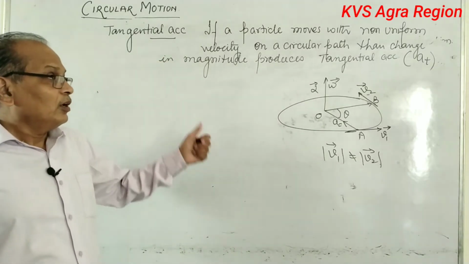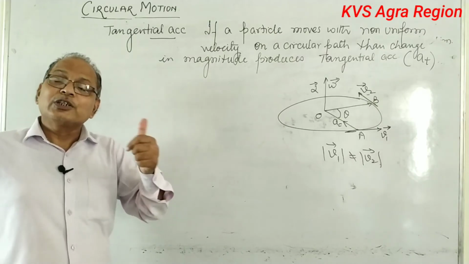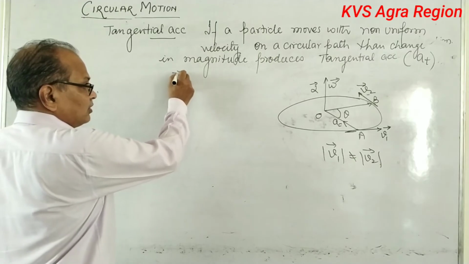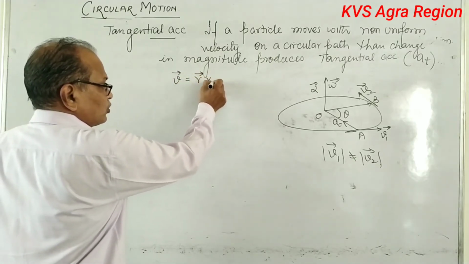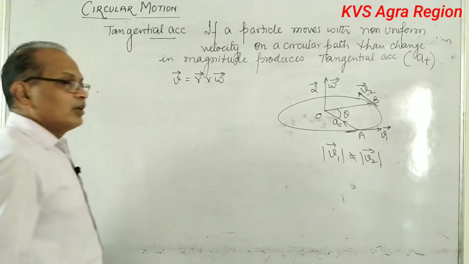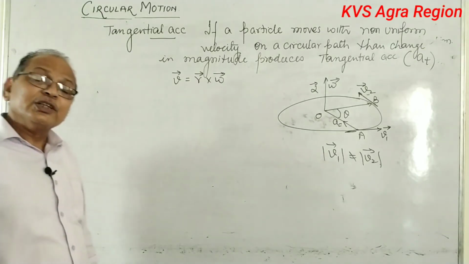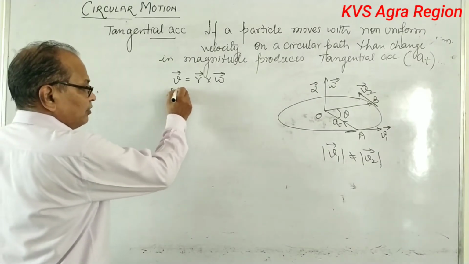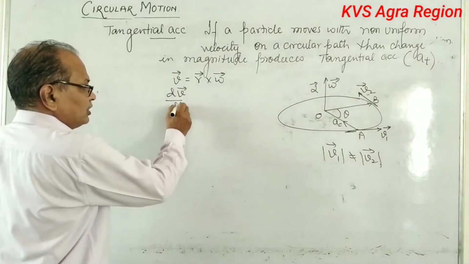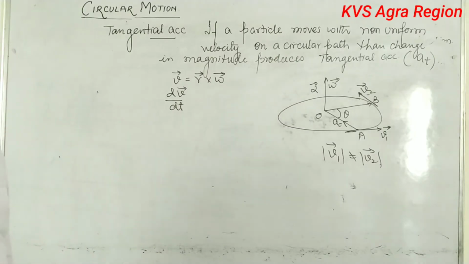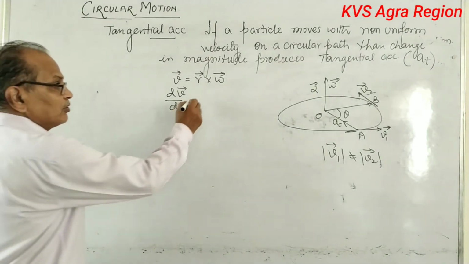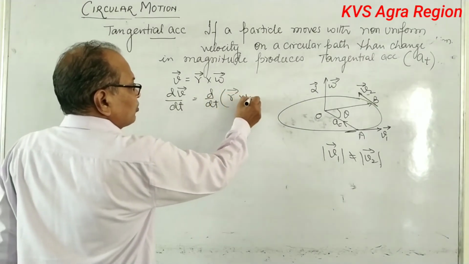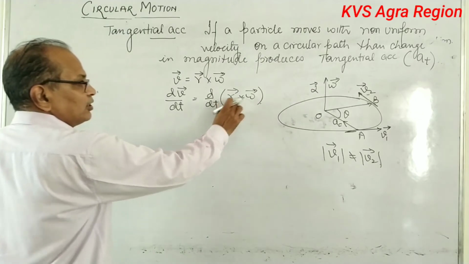Now, what is the relation between the velocity and the angular velocity? You already studied that v vector is equal to r vector cross omega vector. Okay. If you will differentiate it with respect to time, then what you will get? dv vector upon dt, change in velocity with respect to the time. This can be written as d upon dt of r vector cross omega vector. Now these are the two vectors.